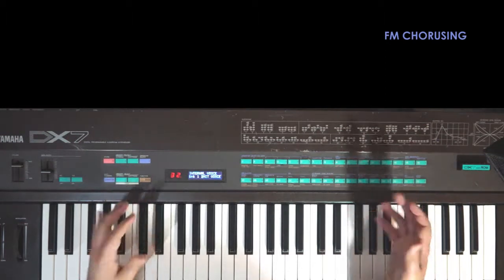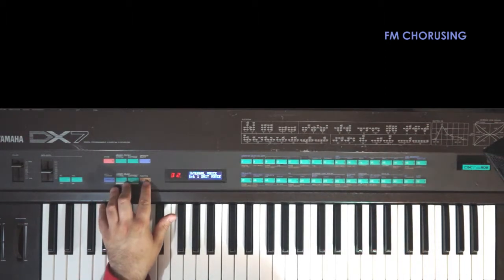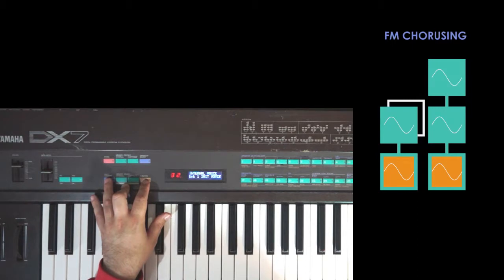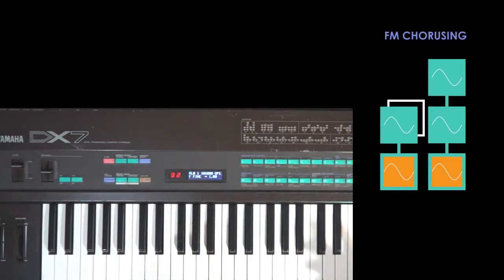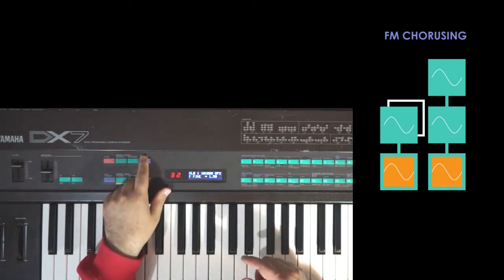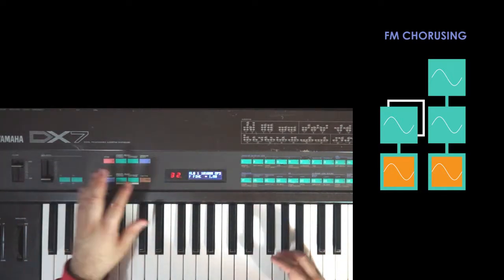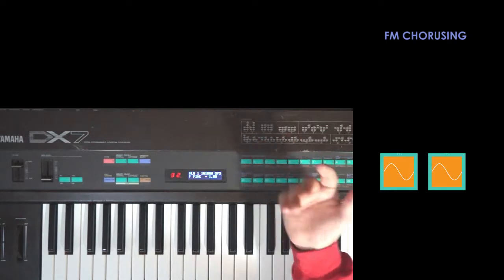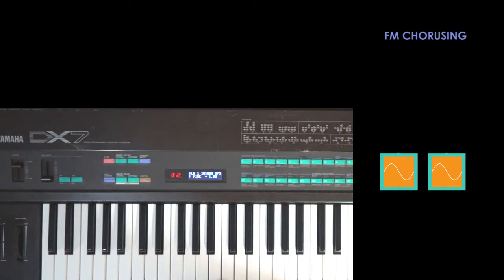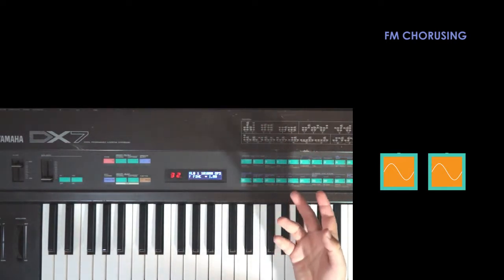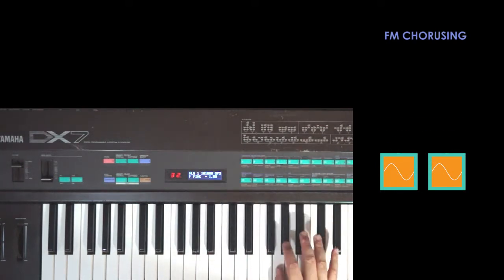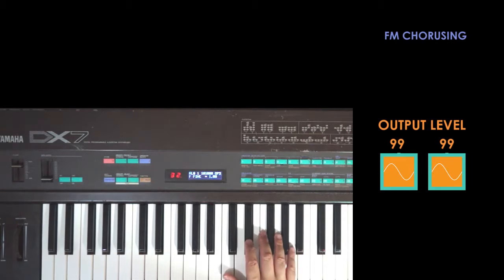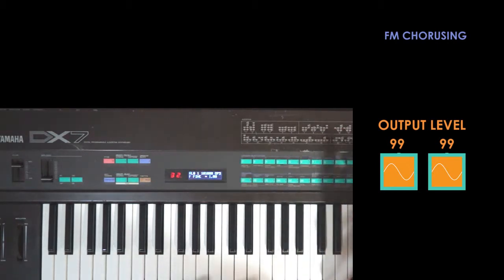So I'm going to use an initialized voice to illustrate this. So let's use two carriers. So by default we're on algorithm 1, and the 2 carriers there are operator 1 and operator 3. So I'm going to put up both of their output levels to 99, and that is the sound of 2 operators playing perfectly in sync, 2 sine waves.